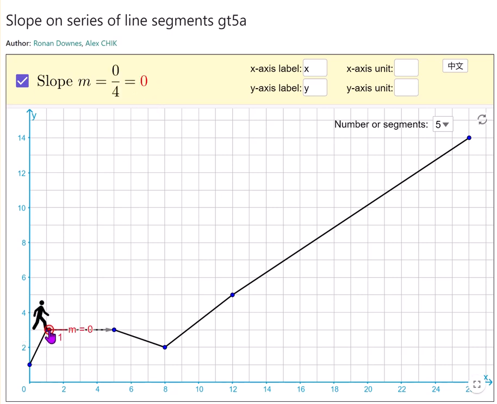Now he moves on, and at the moment he's neither rising nor falling. Okay, so the slope is 0 by definition. So a 0 slope is a horizontal line segment.